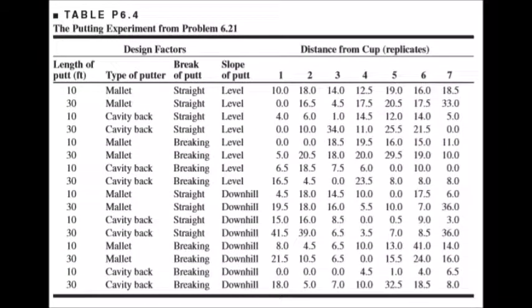Now that we understand these basic concepts, we can immerse ourselves in problem number 6.20, which says the following. An experiment was conducted to study the effects of four factors on putting accuracy. The response variable is distance from the ball to the center of the cup after the ball comes to rest. One golfer performed the experiment. A 2^4 factorial design with 7 replicates was used, and all putts were made in random order. The results are as follows.